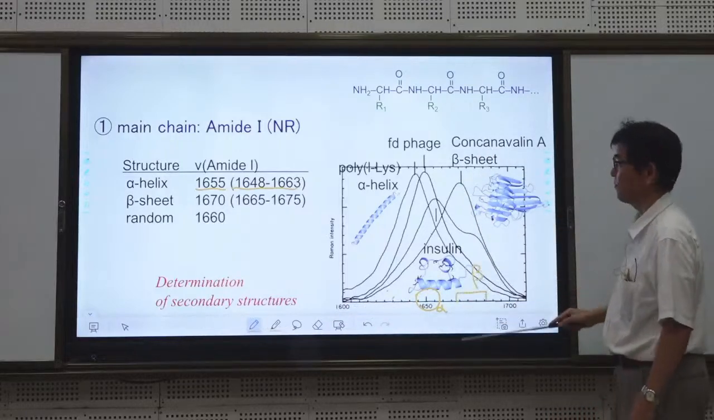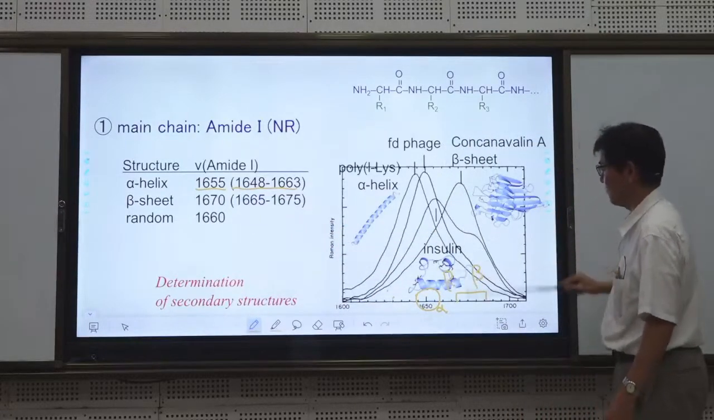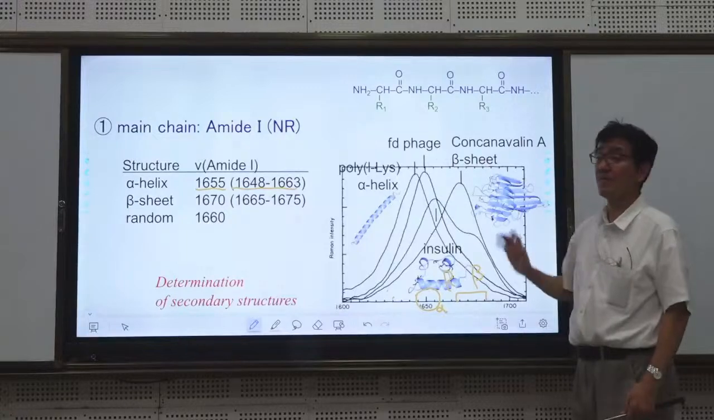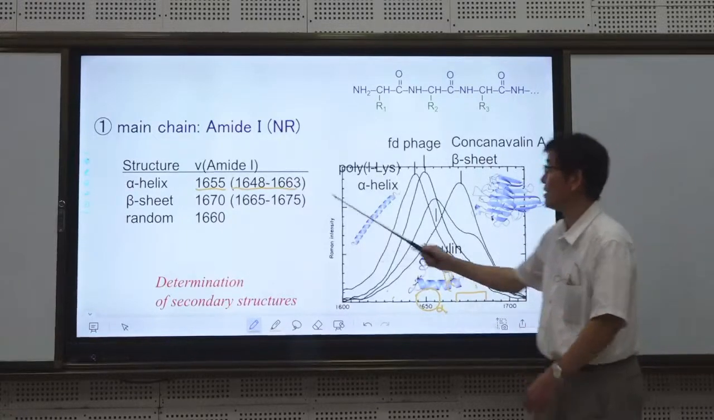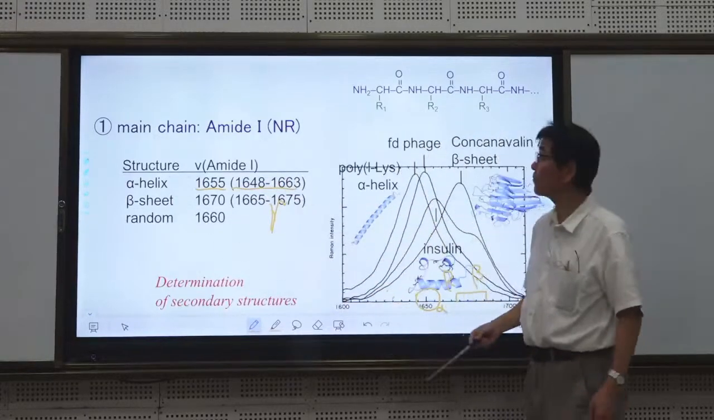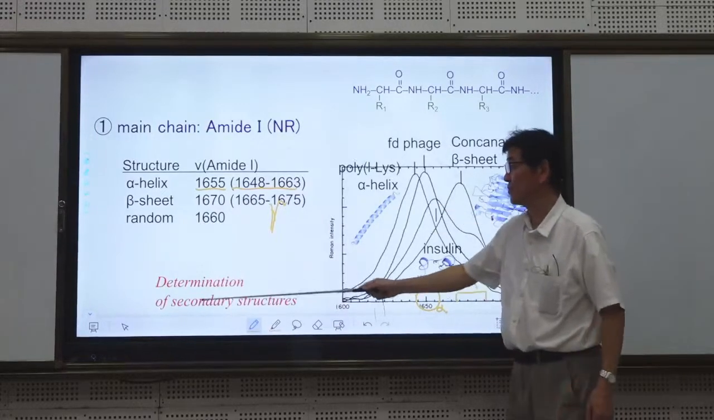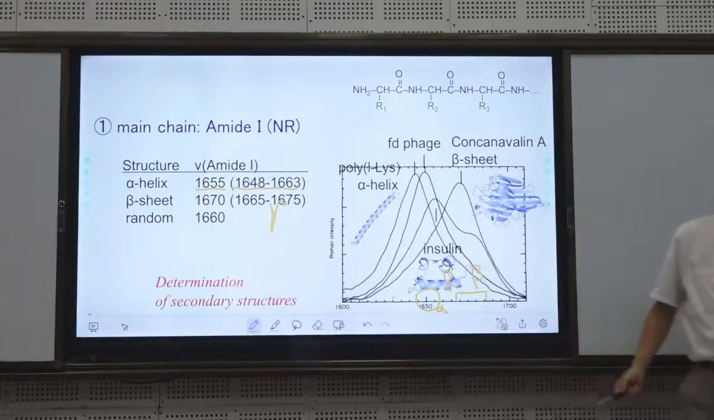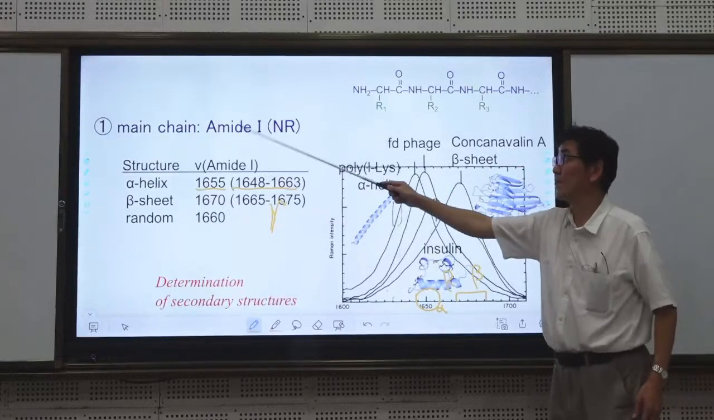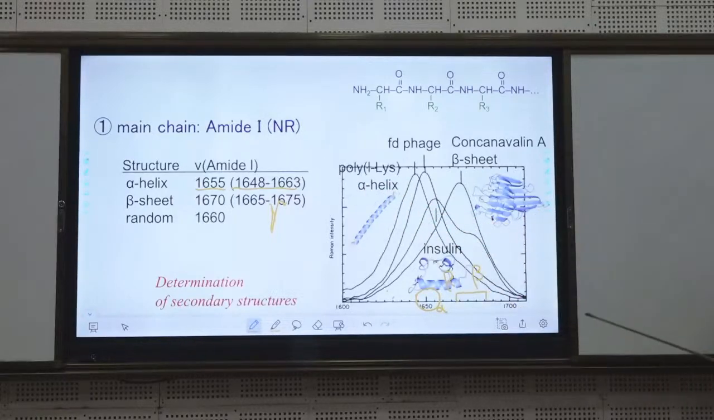This region is beta, and the random structure is in between. So by checking the peak position of the amide 1 band, we see what is the predominant secondary structure. Okay, so the amide 1 peak is useful to determine the secondary structure. This is one key band to analyze the protein structure, in particular the main chain structure.